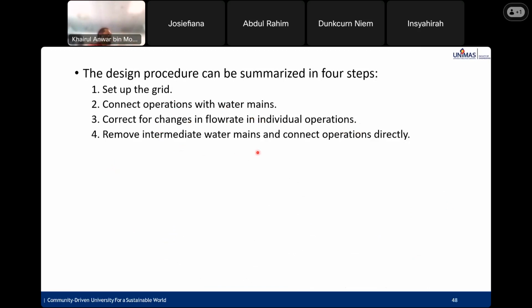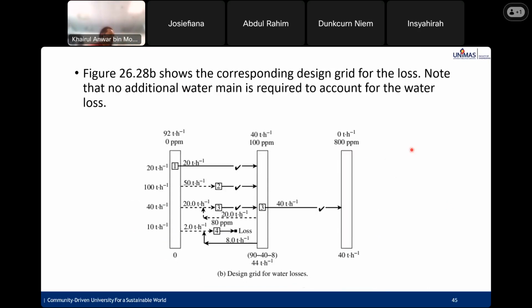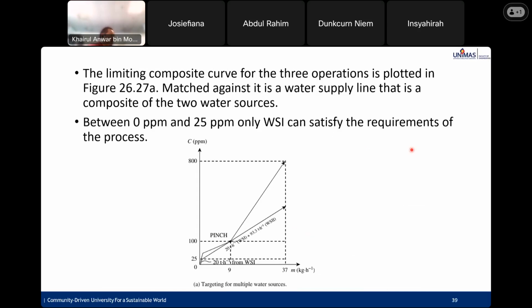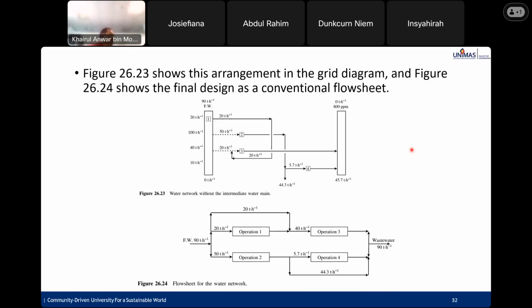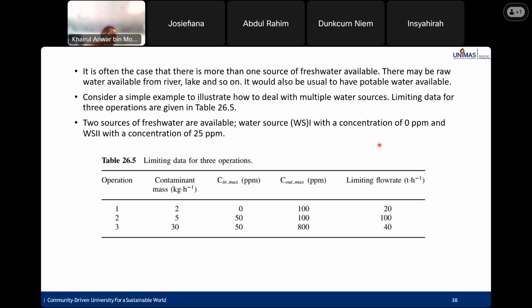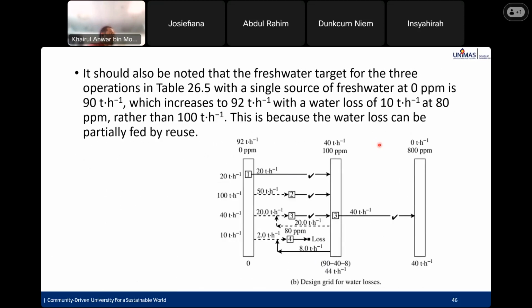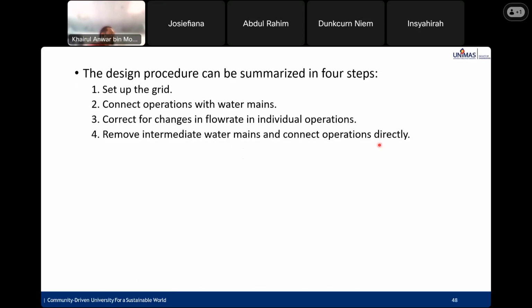Remove intermediate water main and connect operation directly. Connecting operation directly is something like this, without the intermediate water main, without the pinch main. Okay.